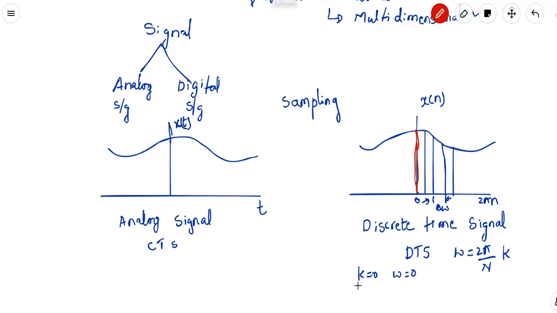If k is equal to 1, then omega will be equal to 2 pi by N, which means it represents this sample. In the same way I can take k equal to 2, and so on. So what is sampling? Sampling takes finite values of the analog signal at specific instances of time, and the distance is equidistant. The discrete signal we represent as x of n.